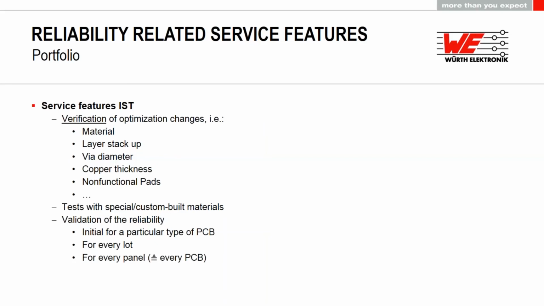This is especially for the IST, where we can verify, for example, different optimization changes like different materials, different stack-ups. If you use custom materials or different copper thickness and so on, we can test it and then we can prove or show what works best. And also we are able to validate the reliability of a certain product if you need it. It would also be possible to do it for every lot or even for every PCB by using an IST coupon on every production panel. But please pay attention, it is possible, but it is potentially very expensive. So if it's really needed, we can do it, but keep in mind it might be expensive.